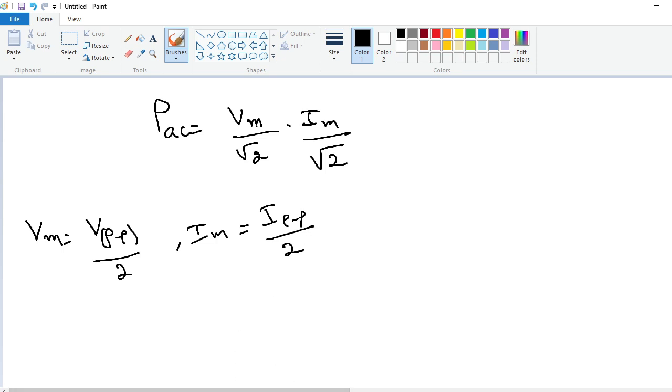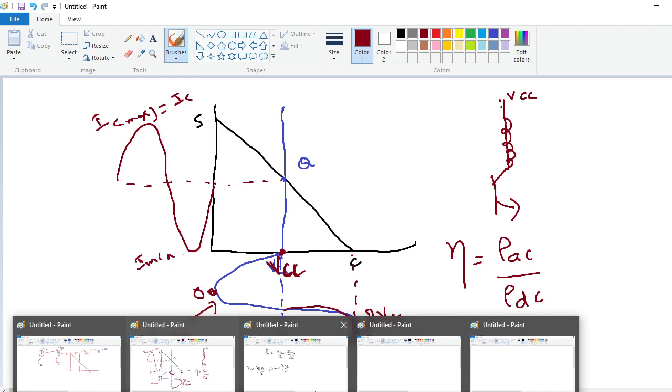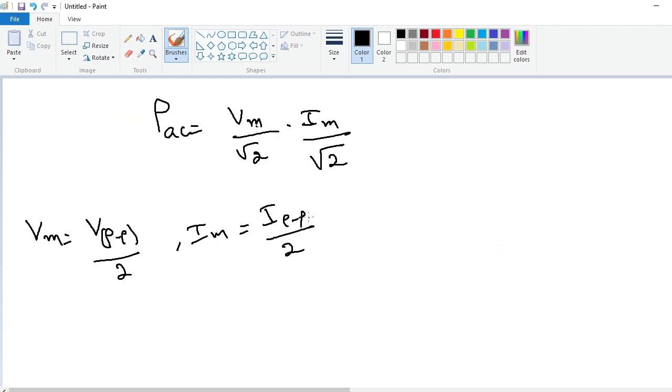Just observe these figures. This is the V maximum. This is the V minimum. So peak to peak is equal to V maximum minus V minimum. But I want only Vm. This is the Vm portion only. So peak to peak divided by 2 is the Vm. Similarly, I peak to peak divided by 2 is equal to Im.